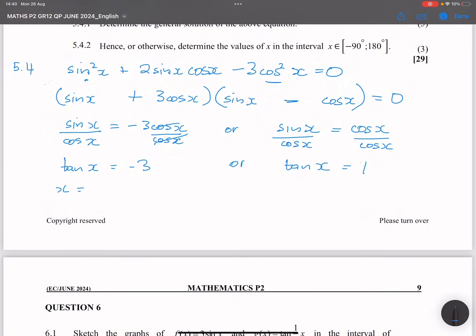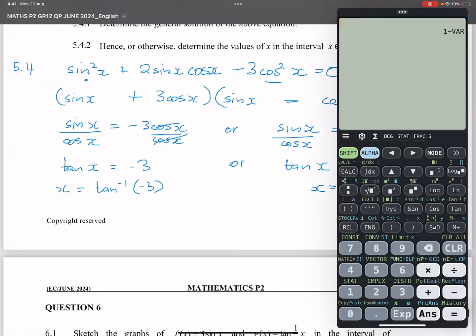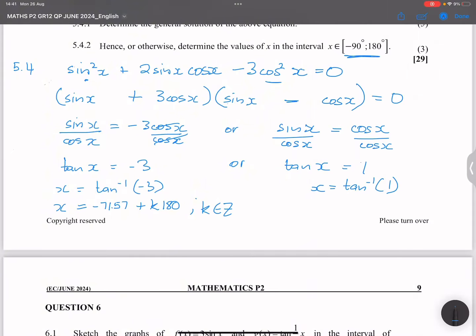So x is equal to arctan of minus 3, or x is equal to the arctan of 1. All right, now remember we're looking for the solution between negative 90 and 180. So I'm going to take that from my calculator and say arctan of negative 3. I get a value of negative 71.57 plus k 180. Please remember, whenever you are solving, that k is an element of integers. So we are looking for the arctan there.